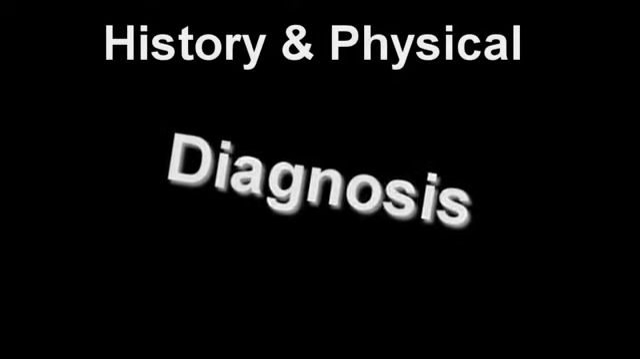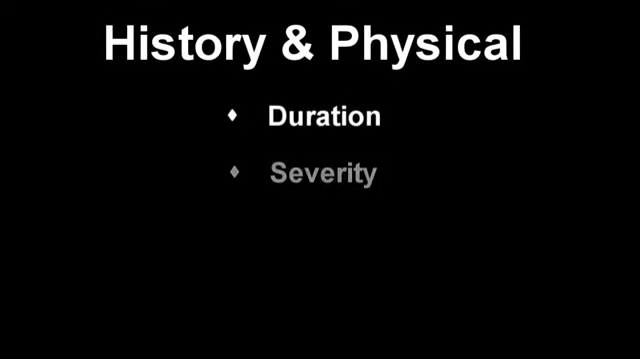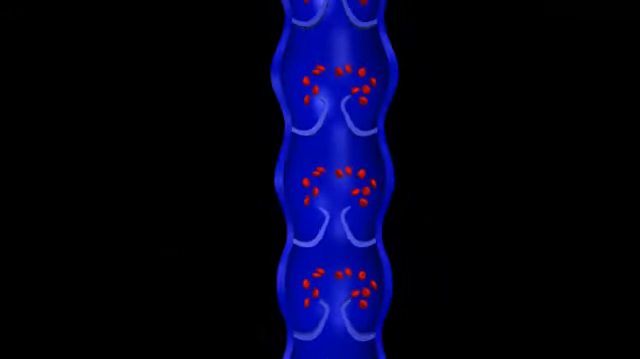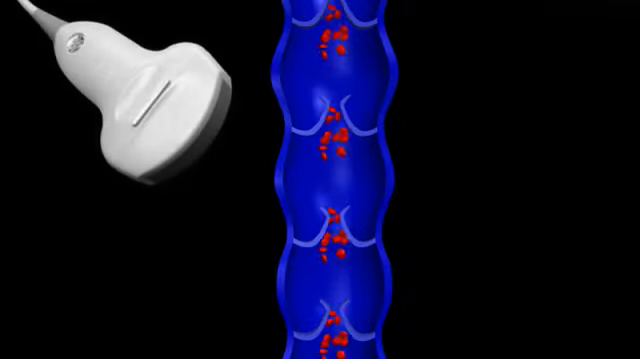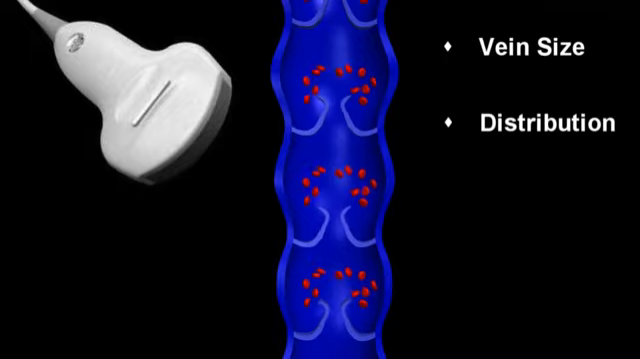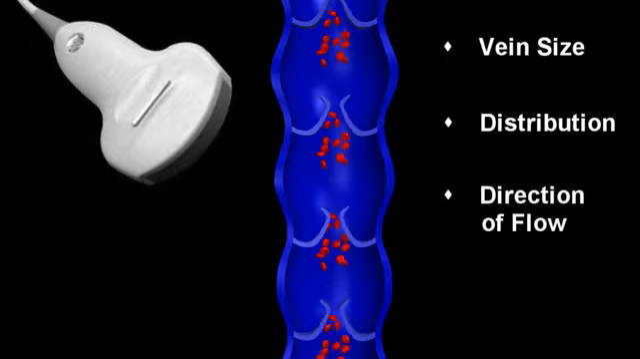The diagnosis of varicose veins begins with a history and physical. We note the duration, severity, and distribution of the varicosities, as well as the associated clinical symptoms, which usually include a painful or heavy feeling, particularly at the day's end. The next step is an ultrasound. With the ultrasound, we can identify the size of the leg veins, the distribution of the varicosities, and the direction of blood flow through the vessel.